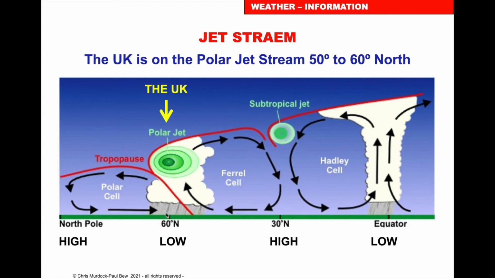So the UK forms on the gap where the cold air is coming in from the pole and the warm air is coming in from the Ferrel cell driven from the equator. So we've got the polar front here, cold air and warm air meeting.